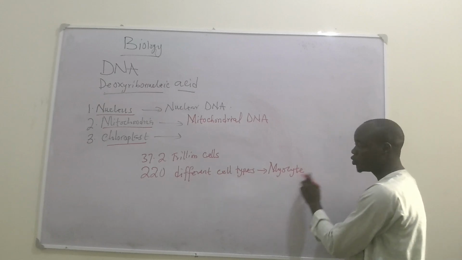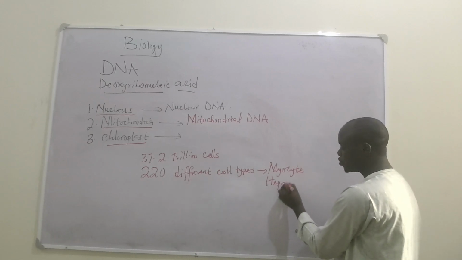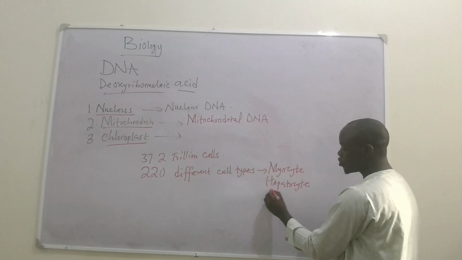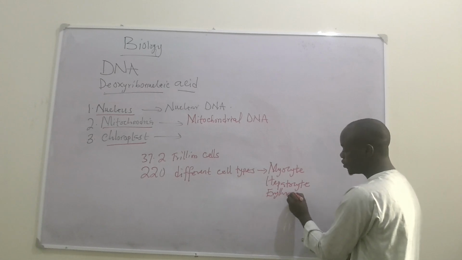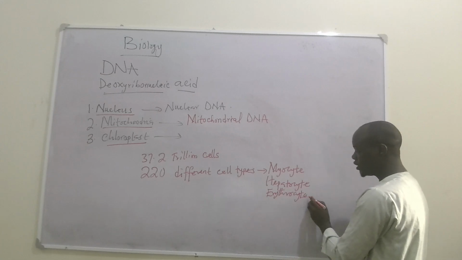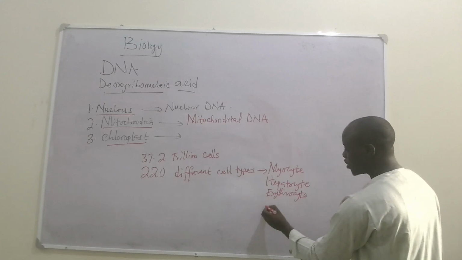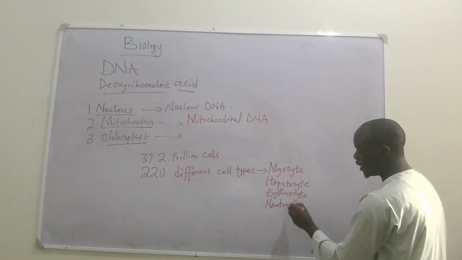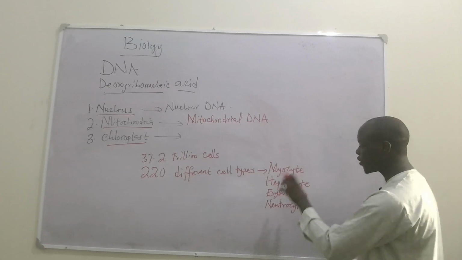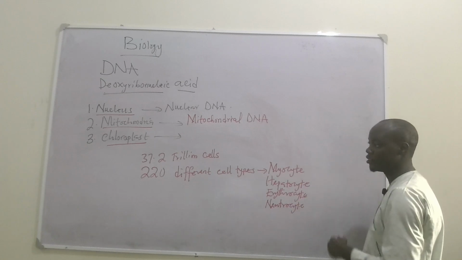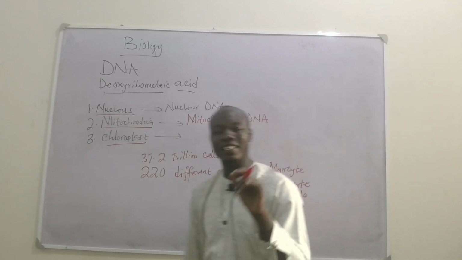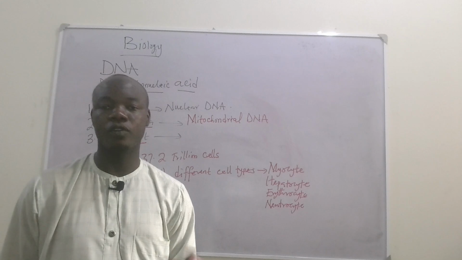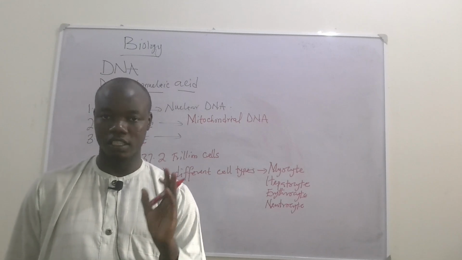myocytes, the cells of the muscles, hepatocytes, the cells of the liver, erythrocytes, the red blood cells, neurocytes, nephrocytes. All these are different cells that are found in human beings. But now the question is, is the DNA of the myocyte, hepatocyte, and nephrocyte the same? Are they the same? The answer is yes.